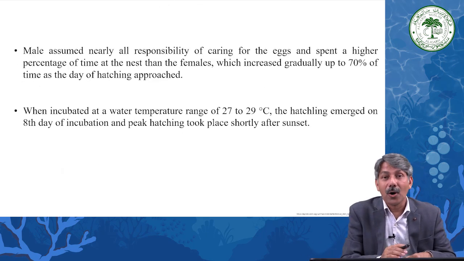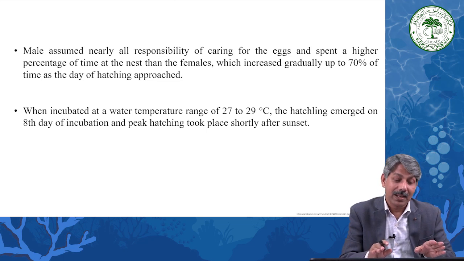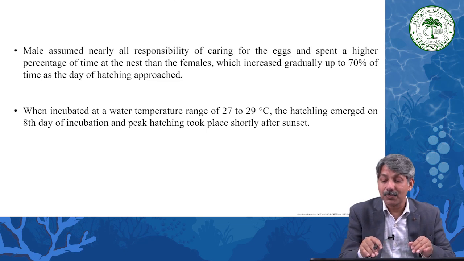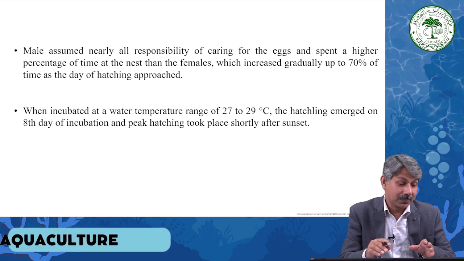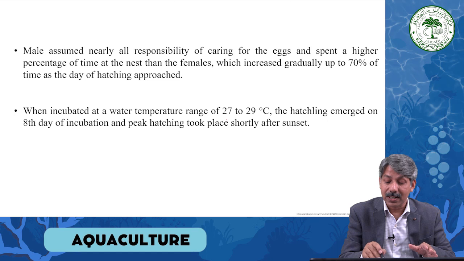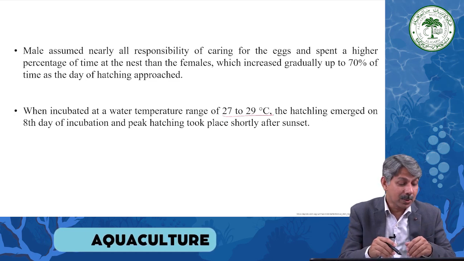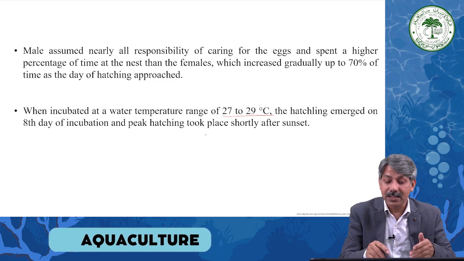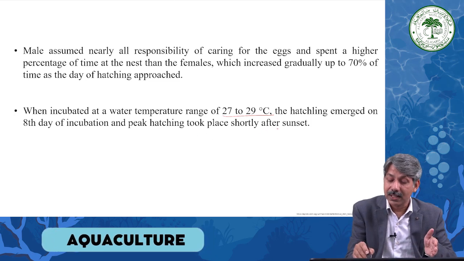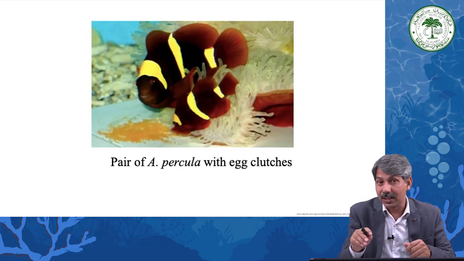Male assumed nearly all responsibility of caring for the eggs and spent a higher percentage of time at the nest than the females, which increased gradually up to 70% of time as the day of hatching approached. When incubated at a water temperature range of 27 to 29 degrees centigrade, the hatching may take place on 8th day of incubation, and peak hatching took place shortly after sunset. So, timing in case of these fishes, especially some marine fishes, is again very important.